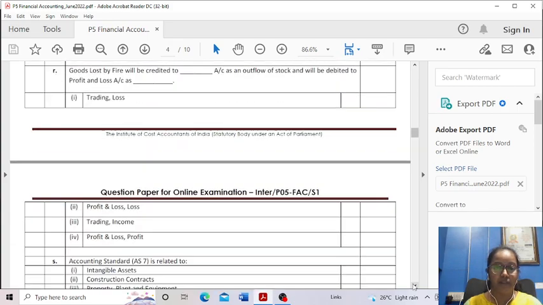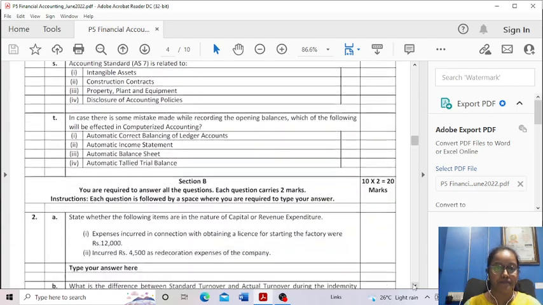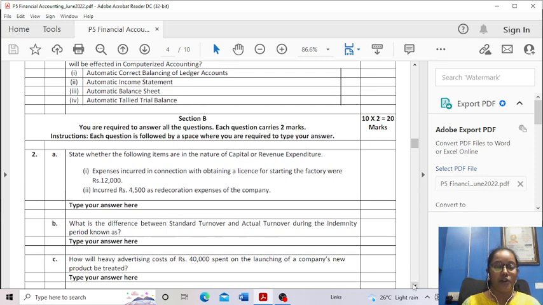When we come to section B, you are required to answer all the questions. Each question carries 2 marks. Instruction: each question is followed by a space where you are required to type your answer. So wherever the space is provided, only there you need to provide the answer. Sections B, C, and D will be evaluated by the examiners.